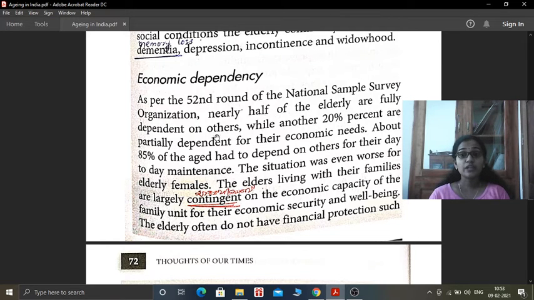About 80% of the aged have to depend on others for their day-to-day maintenance. So from this survey, they have concluded that 85% of the aged people have to depend on others for their day-to-day maintenance, means their day-to-day activities, in order to get up from the bed or in order to have food, etc. The situation was even worse for the elderly females. When we compare elderly male and female, the situation of the females is worse. The elders living with their families are largely contingent on the economic capacity of the family unit for the economic security and well-being. So it has been noted that many people, it is considered as a burden.